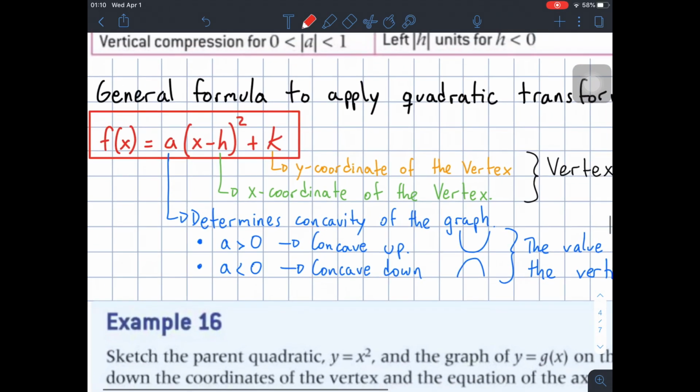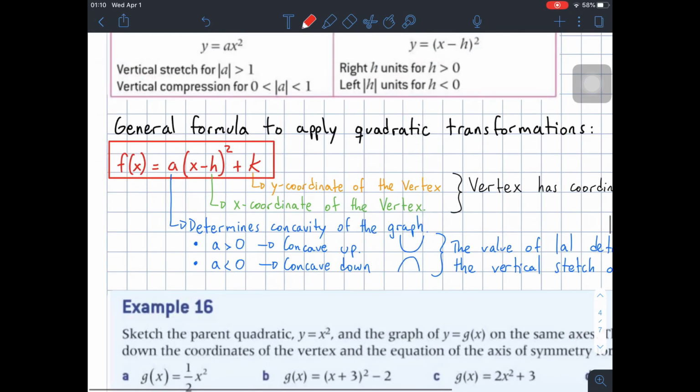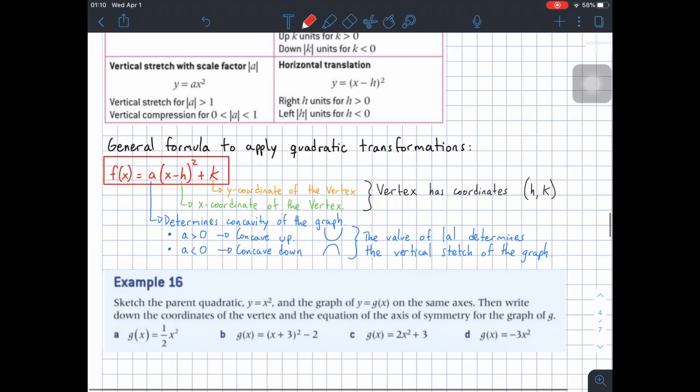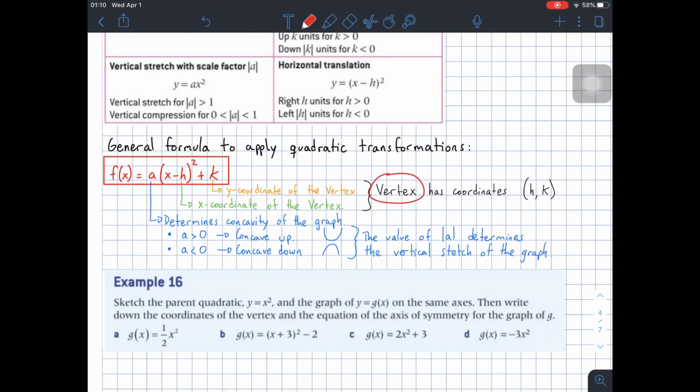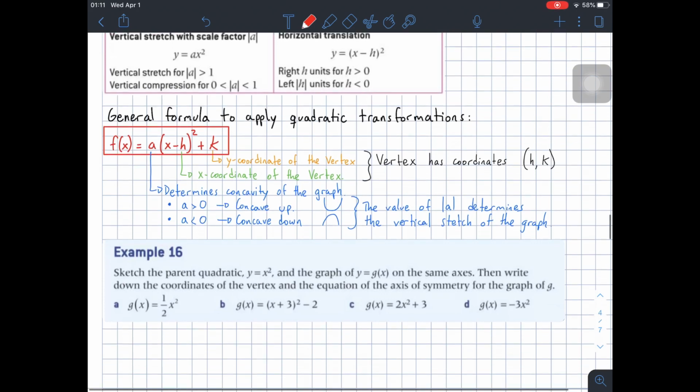Then the value of h is the x-coordinate of the vertex of the parabola. We're going to see this in a second. And the value of k is the y-coordinate of the vertex. So remember this, the vertex of a transformed parabola has coordinates h and k, where h is the horizontal translation of the graph and k is the vertical translation of the graph.